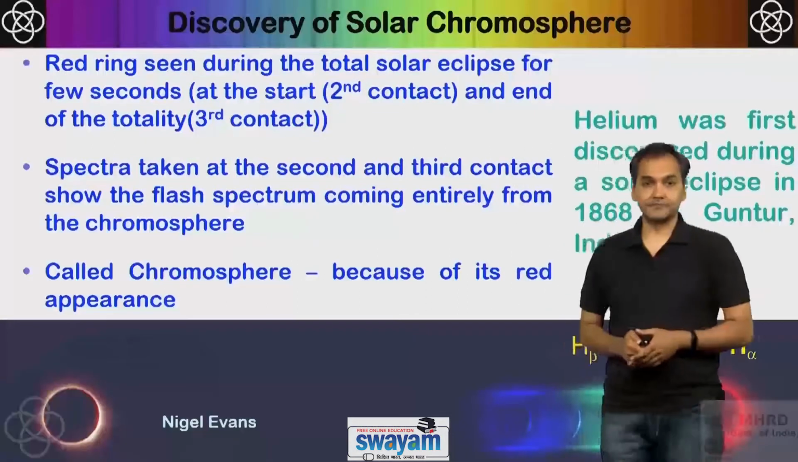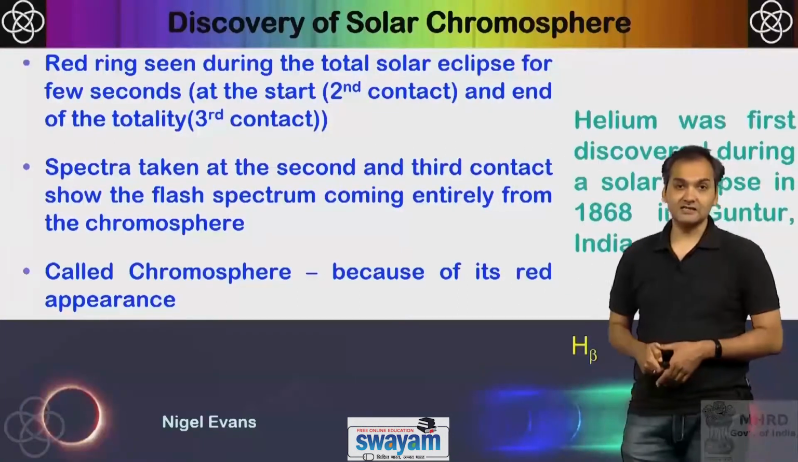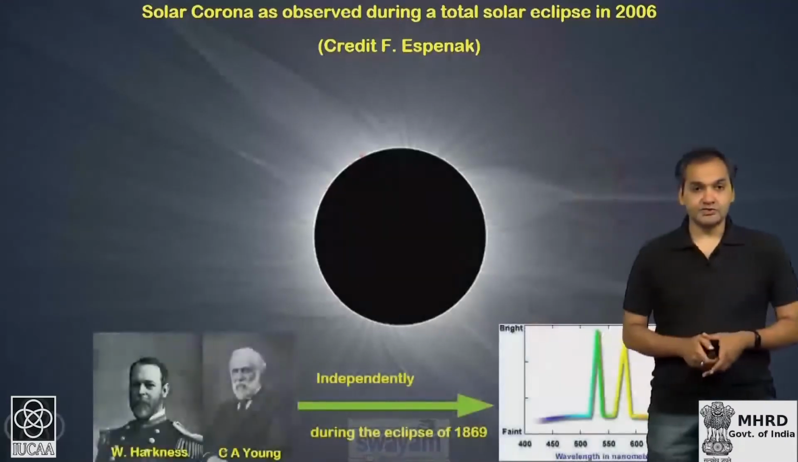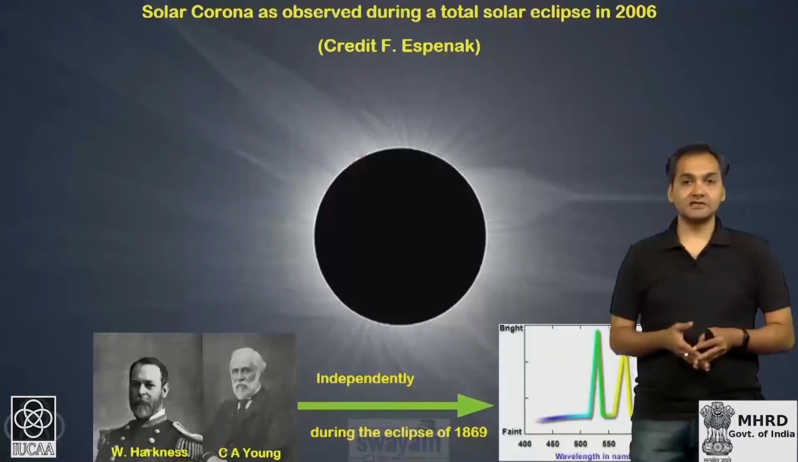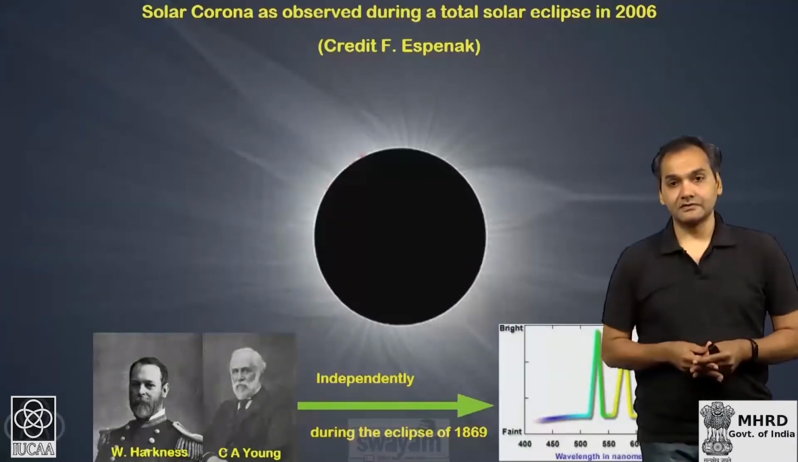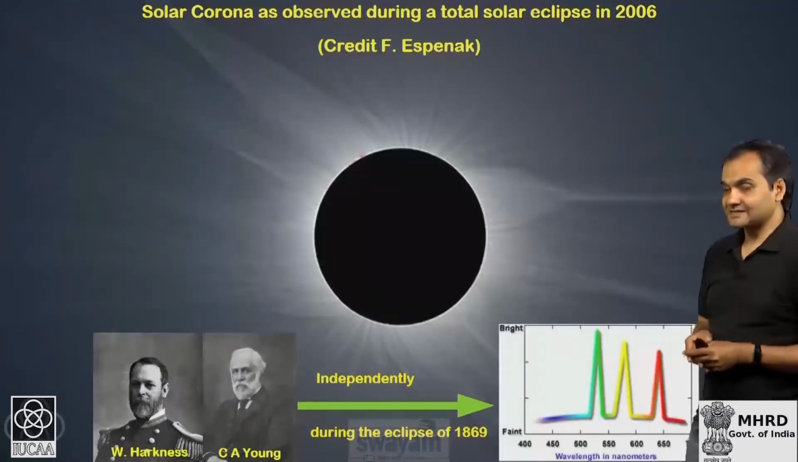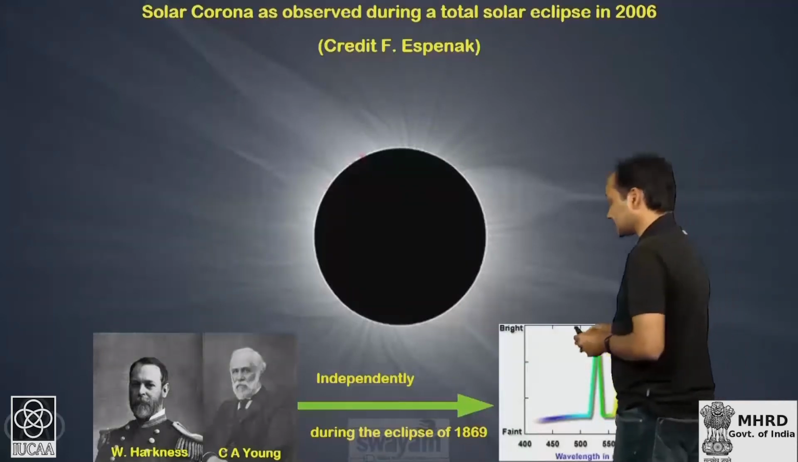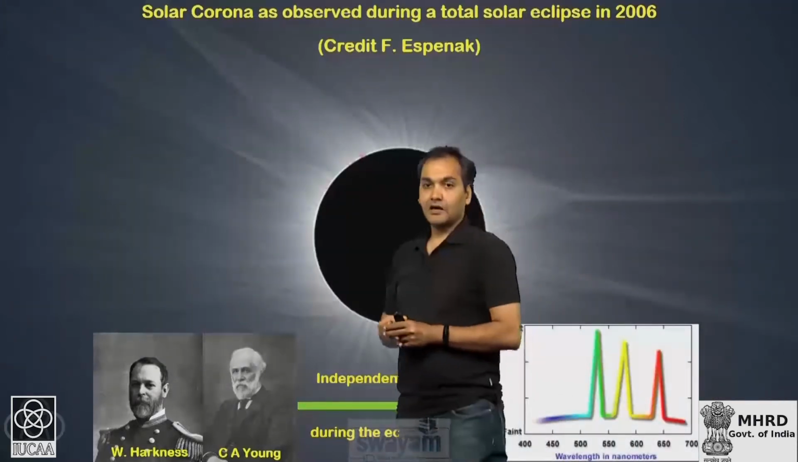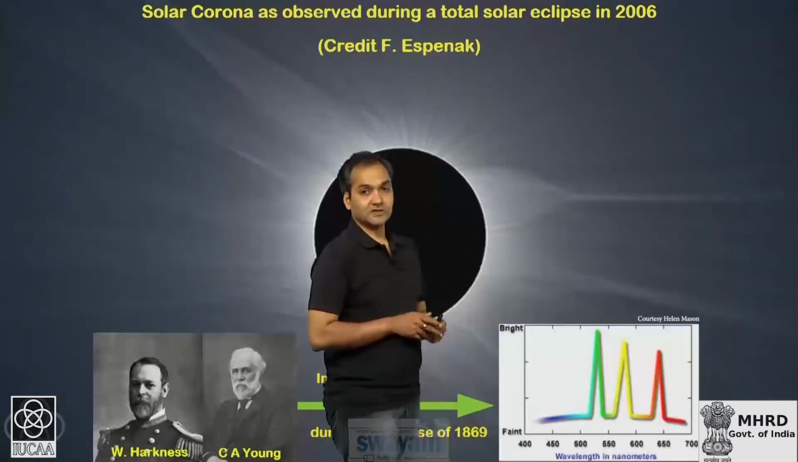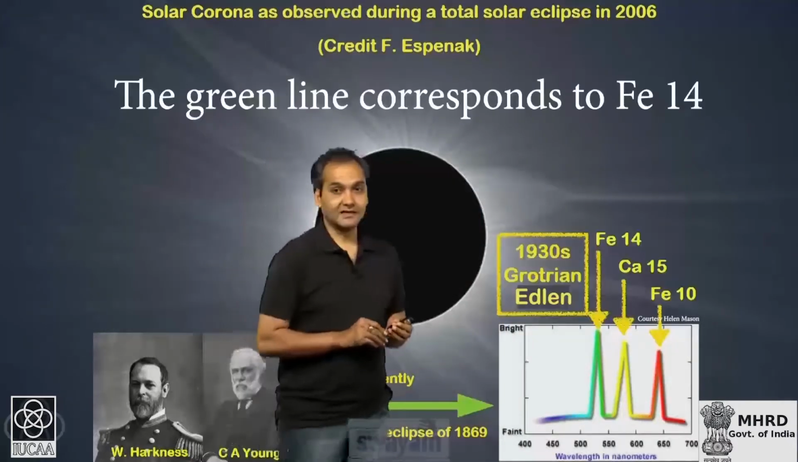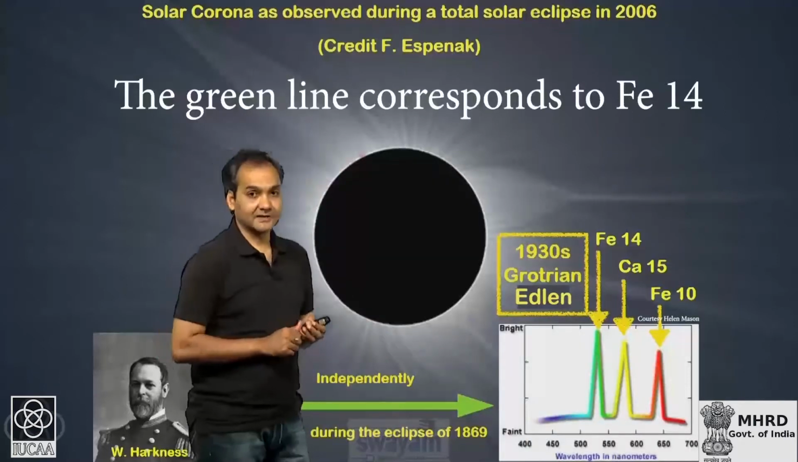With the success of this spectroscopic technique for the solar atmosphere, two gentlemen, Harkness and C.A. Young, independently took spectra during the eclipse of 1869. That is the year after helium was discovered, and they discovered another line, forming at a green wavelength, and that was iron 10.